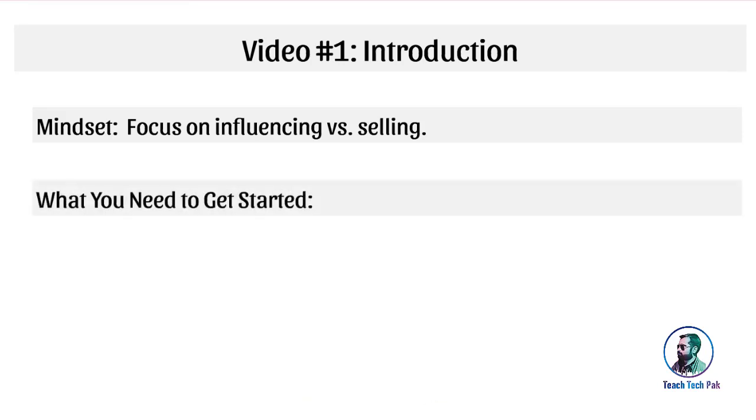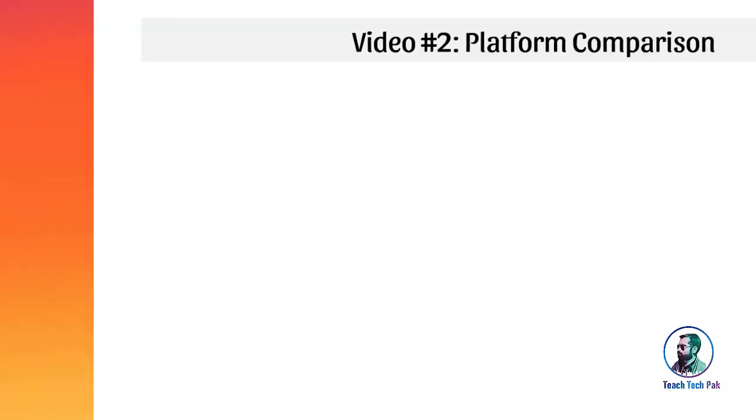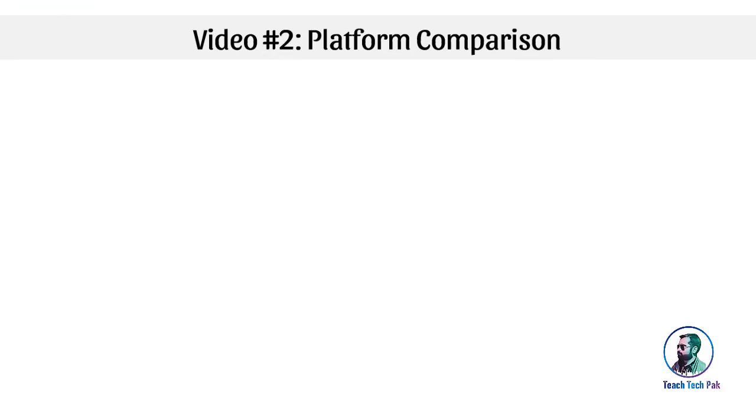We'll talk more about the differences in the next video. But here's what you need to get started, which is pretty self-explanatory. You're going to need, number 1, an Instagram account. And of course, you'll need an idea of what you will be influencing people about, which indirectly will sell your product and service. It'll make more sense as I go through the course. All right, so with that said, let me jump on over to video number 2.